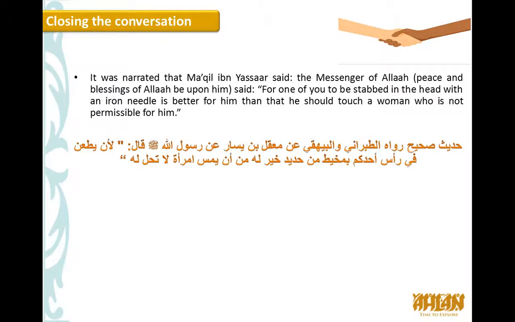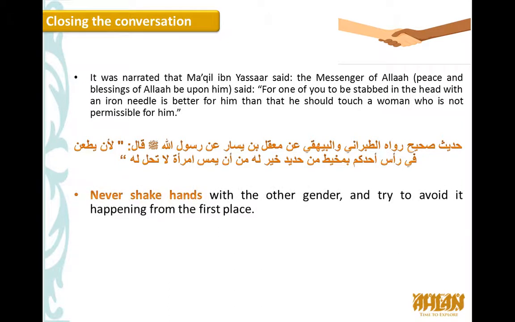Okay, one of the most common incidents that occur at the end is that he wants to shake hands. So what happens when he is from the other gender? There is a hadith by the Prophet صلى الله عليه وسلم: لأن يطعن في رأس أحدكم بمخيط من حديد خير له من أن يمس امرأة لا تحل له, which means for one of you to be stabbed in the head with an iron needle is better for him than to touch a woman who is not permissible for him. So never shake hands with the other gender, and try to avoid it happening in the first place.